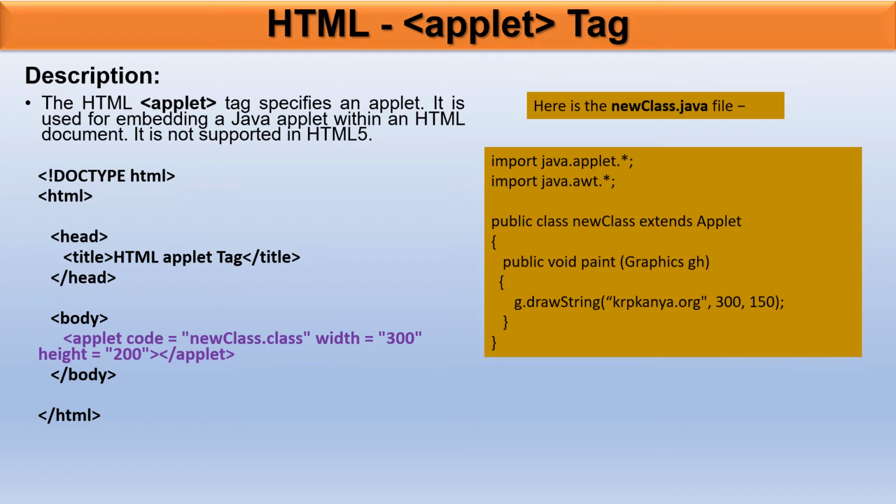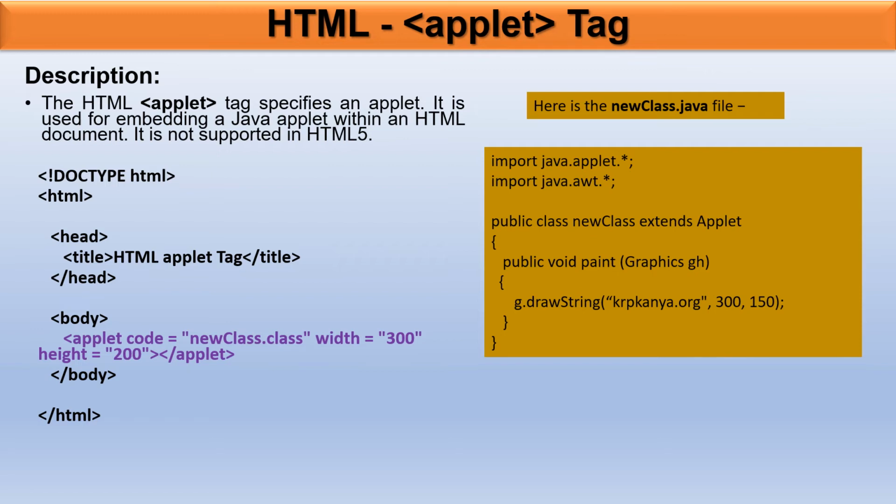Now in this applet tag, the code, width and height are the attributes which are specified with the equal to sign. After the equal to sign there is, in double quotation, the new class dot class file, then width equals 300, height equals 200. Now this new class dot class is a Java file.